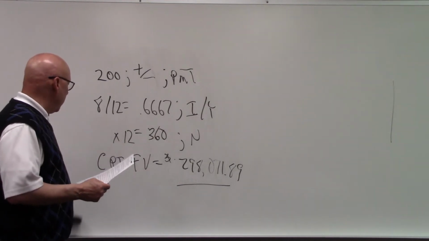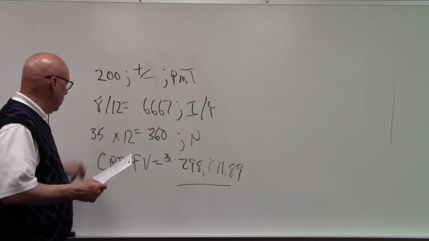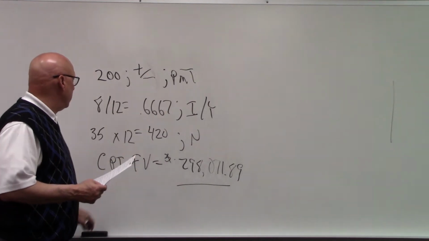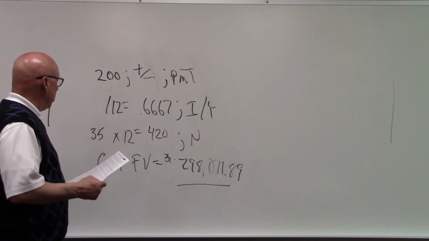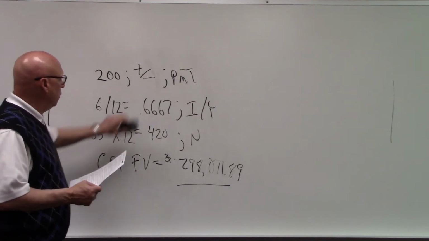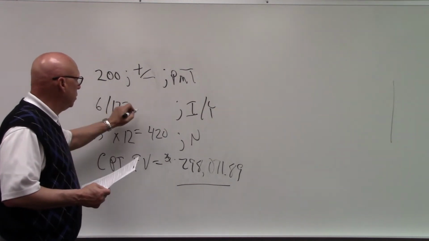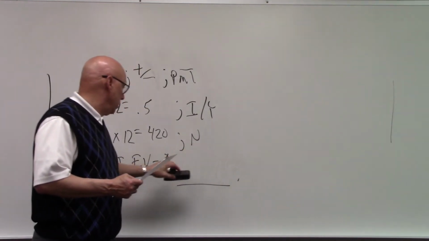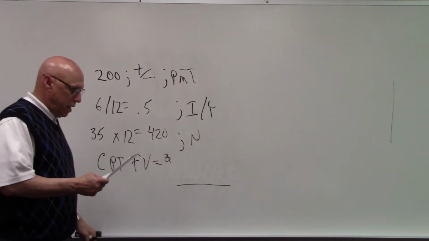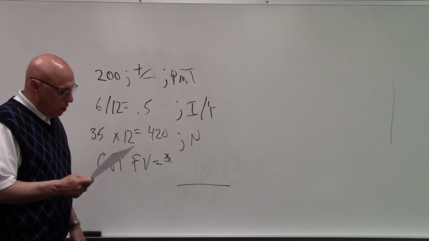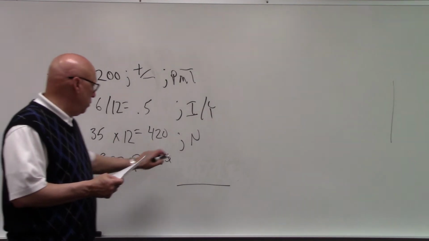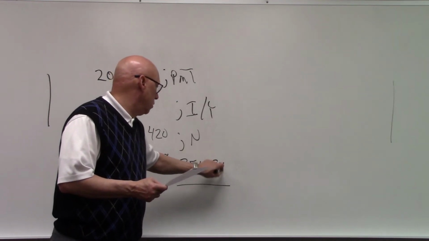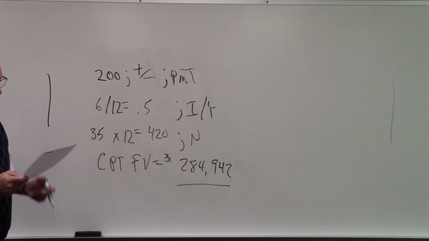All right, so let's go back to 35. Back to 420. But now we're going to change this to 6 divided by 12, which is 0.5. And so now 35 years, monthly, 200 a month, at 6%, and we come up with $284,942. Okay?